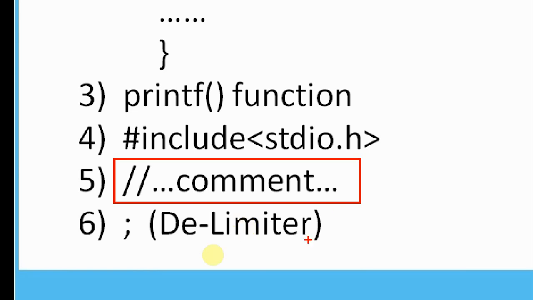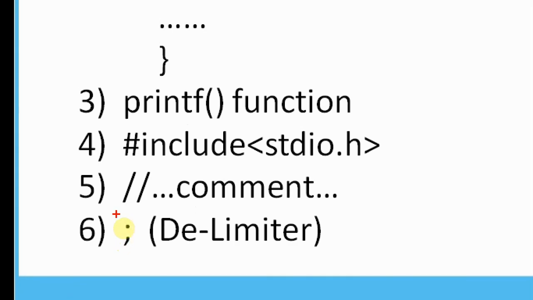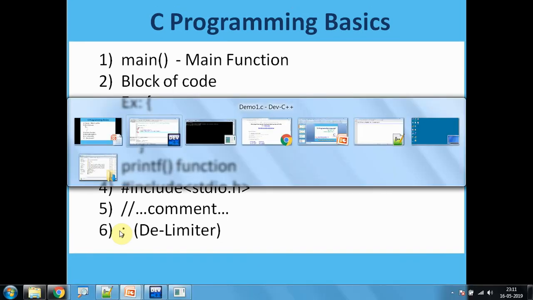And finally, the sixth one is delimiter. This is the semicolon in English, whereas technically it is known as a delimiter. The delimiter provides the end of a statement in a C program.